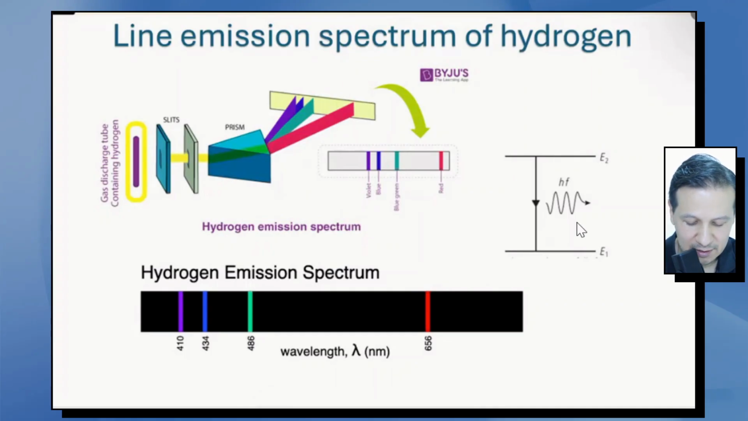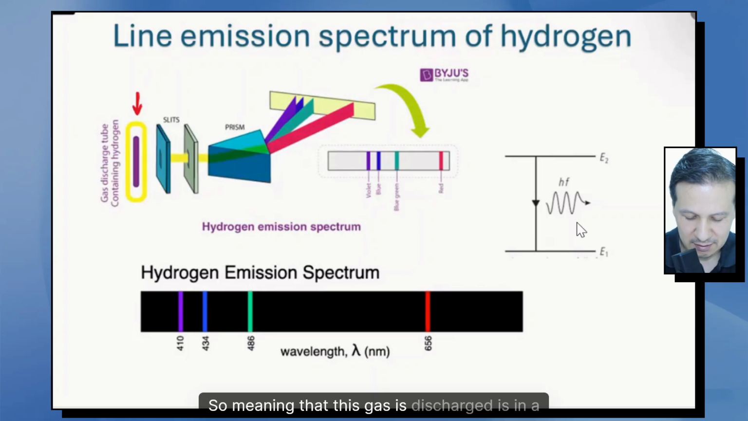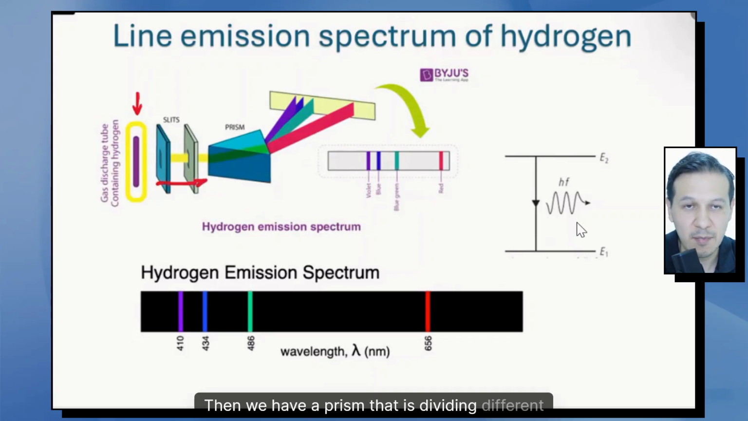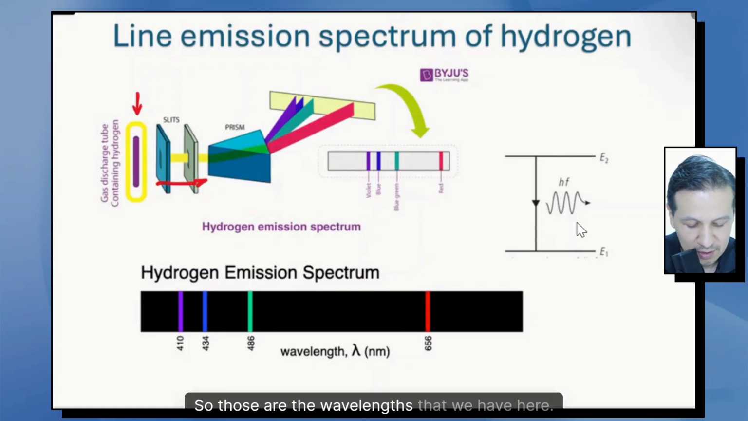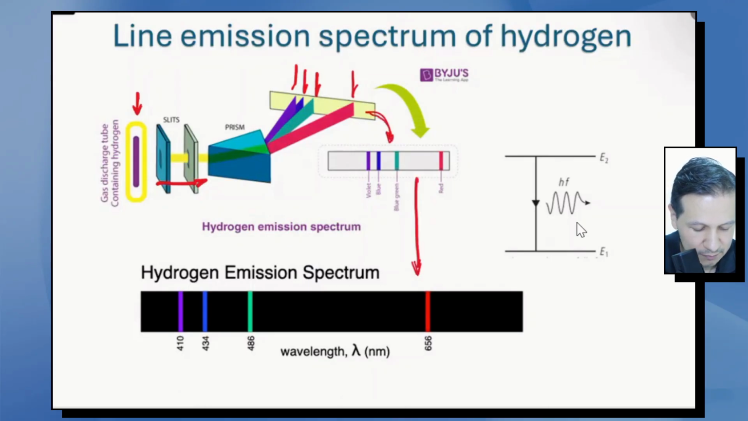Here we have this hydrogen. As I mentioned before, this hydrogen is getting excited, meaning that this gas is in a discharge tube containing hydrogen. We pass through slits, then we have a prism that is dividing different wavelengths. So those are the wavelengths that we have here. I love this picture because it illustrates exactly what I want to explain. Then we get this emission spectrum over here.